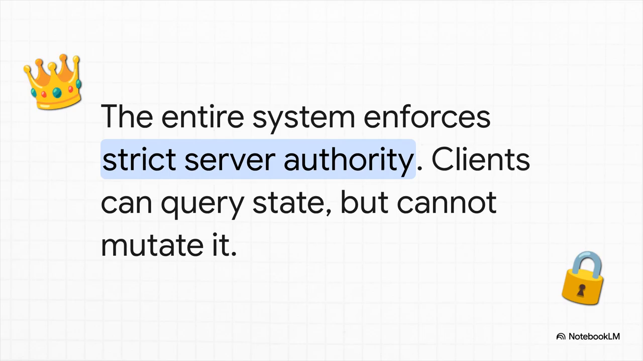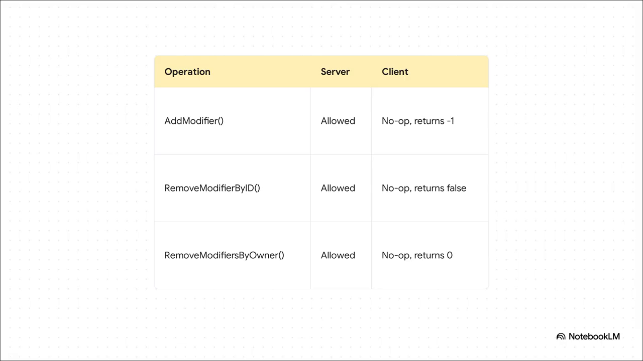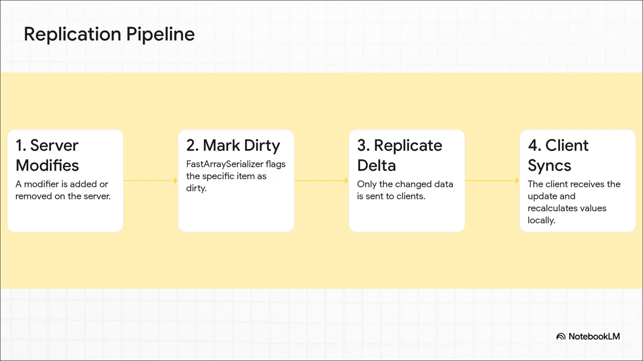Now this is huge. The whole system is server authoritative. Clients just get to watch. You can see the split here pretty clearly. Only the server actually gets to change things. So, how do clients see this stuff? Through a system that only sends the exact data that changed.